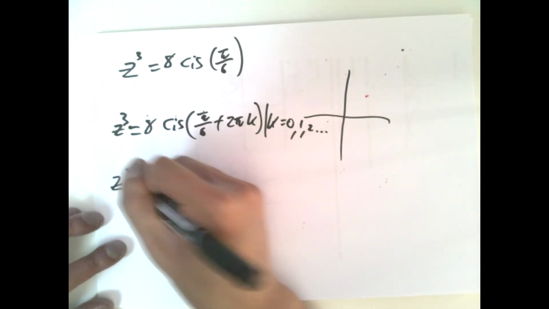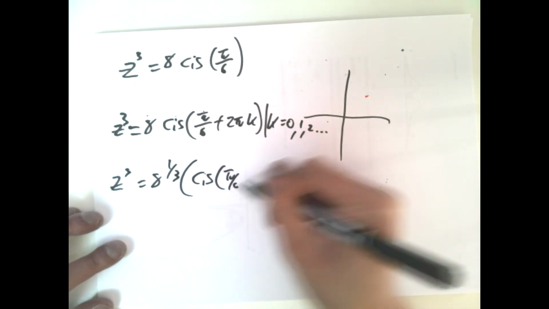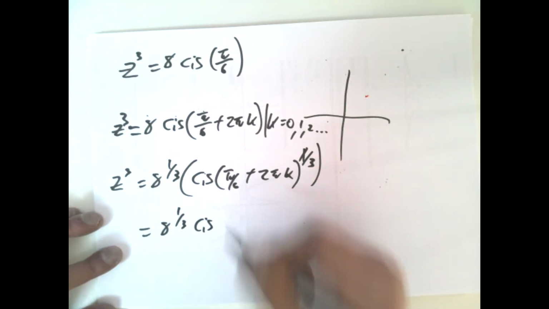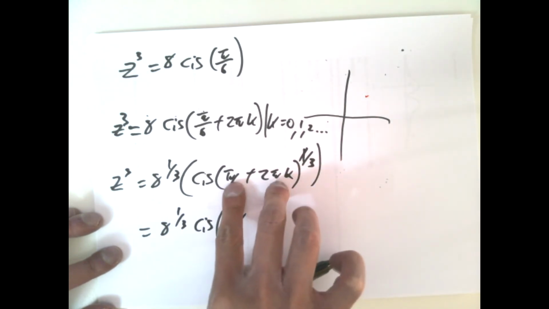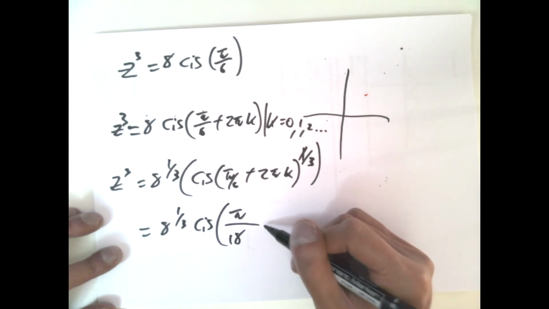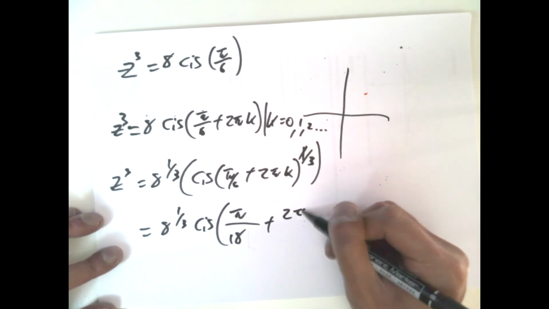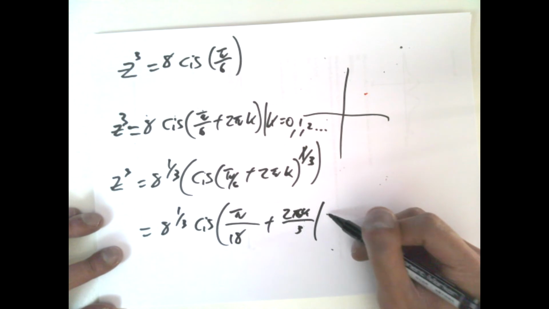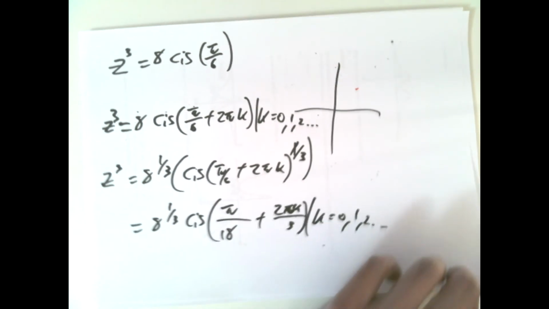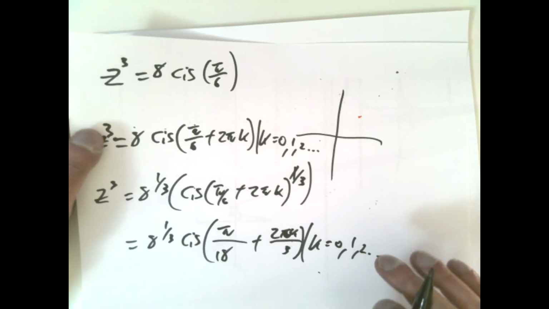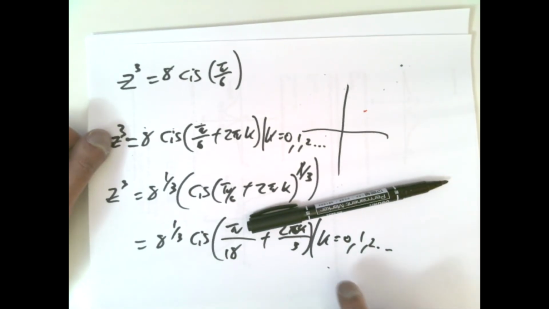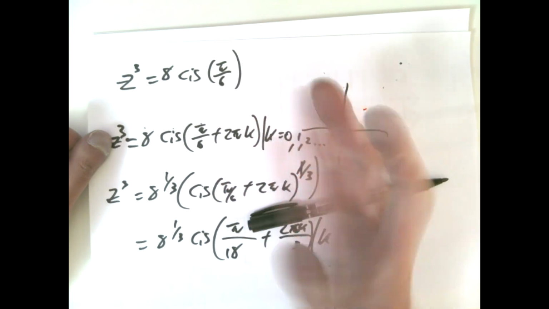If we were to actually cube root both sides, if we were to bring this 1/3 into the argument of the cis, pi on 6 times 1/3 is going to be pi on 18. 2 pi k times 1/3 is going to be 2 pi k all over 3, where k equal to 0, 1, 2, and so on. But because this is a third degree polynomial, we will only expect 3 roots, ranging from k equal to 0, 1, and 2.